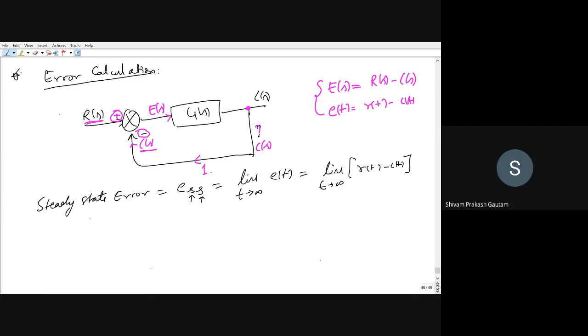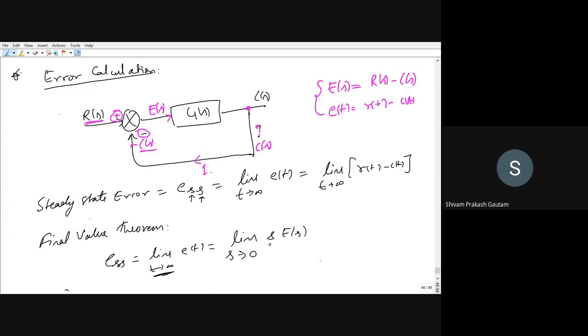You can also calculate the error in the frequency domain. For that, we will use the final value theorem, which you might have seen in Laplace transforms. What is the final value theorem? ESS, that is steady state error. If time is tending to infinity, then S will tend to where? Time and frequency are inversely proportional. If time tends to infinity, frequency will tend to 0. Vice versa, if frequency tends to infinity, time will tend to 0. Here the time is tending to infinity, so S will tend to 0.